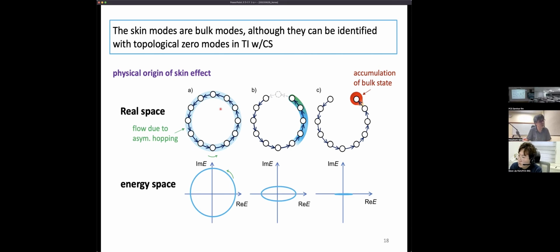Here, I consider again the Hatano-Nelson model. As I mentioned before, the Hatano-Nelson model has asymmetric hopping. So the forward hopping is different from the backward hopping. So because of this property, if you consider the periodic boundary condition, they always have a constant flow due to the asymmetric hopping. So now consider what happens if you have a boundary of the system. Even in the presence of the boundary of the system, we have asymmetric hopping. So the states tend to move forward, so that we have accumulation of the bulk states. So the skin mode should be the bulk mode, and we can obtain the bulk mode as a topological mode.